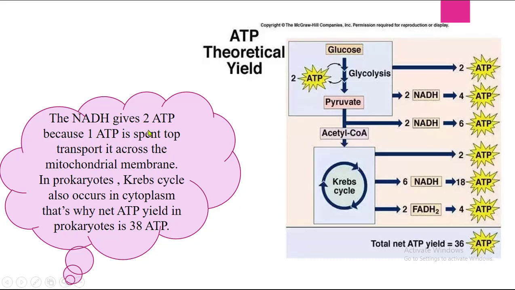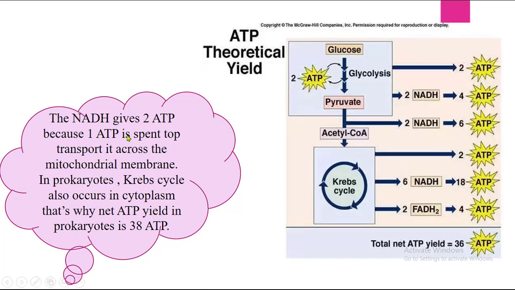This is talking about glycolysis. In glycolysis, the NADH gives 2 ATPs because 1 ATP is spent to transport it across the mitochondrial membrane. Of course, glycolysis took place in the cytoplasm, and in order to transfer this pyruvate molecule across the mitochondrial membrane, 1 ATP is spent.